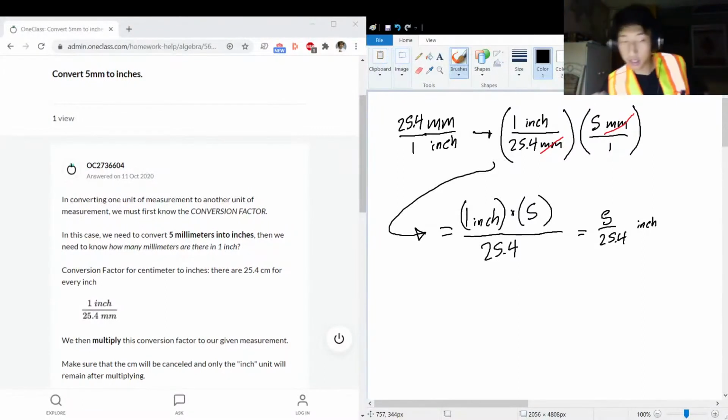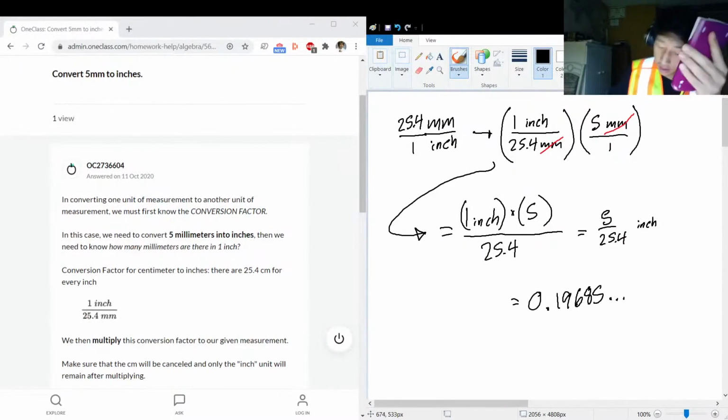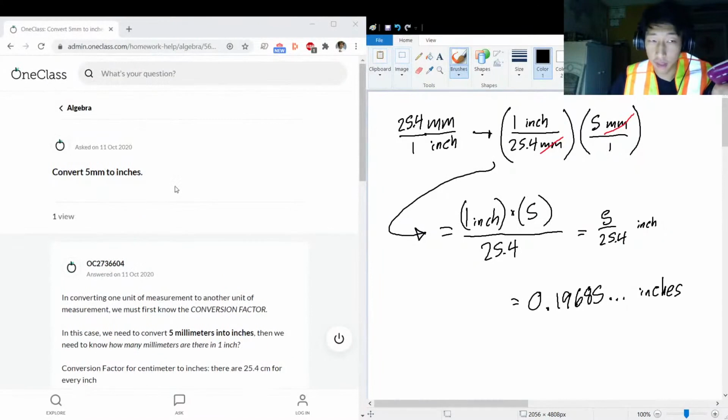Let's pull out the calculator, the handy dandy TI-84, to figure out what that is. 5 divided by 25.4. Answer to that, 0.196855. A couple decimals later, inches. Okay, that would be our final answer for converting 5 millimeters into inches.